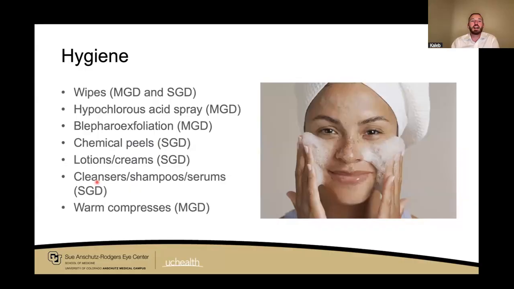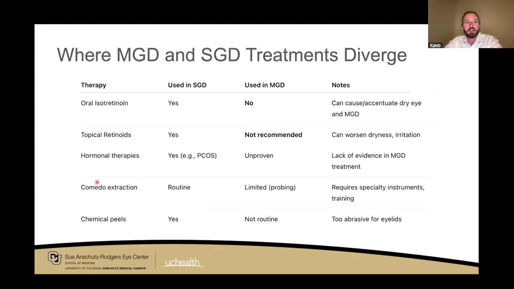Then when it comes to hygiene, hygiene wipes are used for MGD and SGD. Hypochlorous acid sprays are used in MGD. We do blepharoexfoliation for MGD, but for SGD, they're usually doing chemical peels, more lotions and creams, cleansers, shampoos, and serums. And then we do warm compresses. Dermatology doesn't generally do warm compresses of the face. So this is where MGD and SGD treatments diverge.